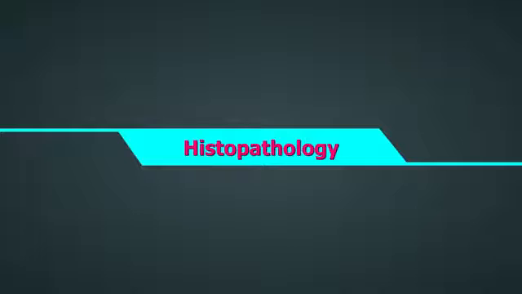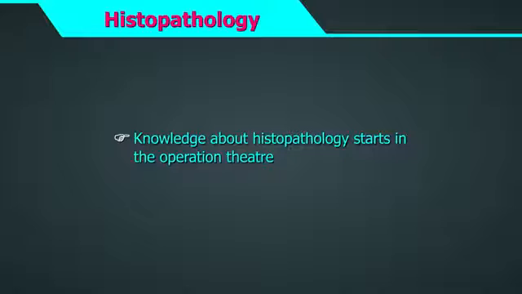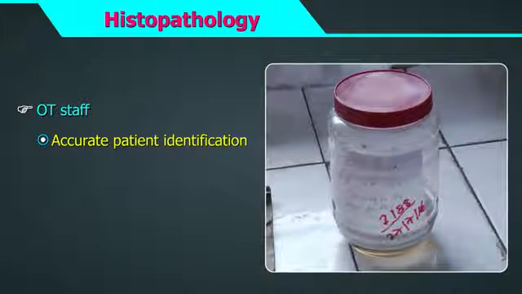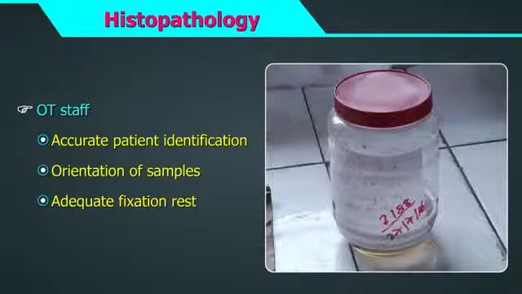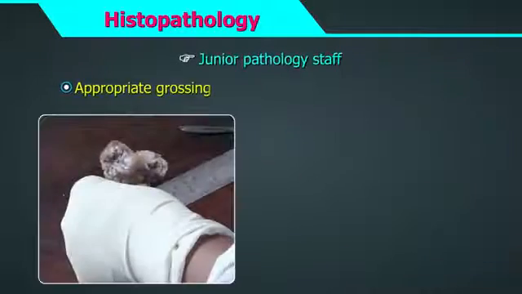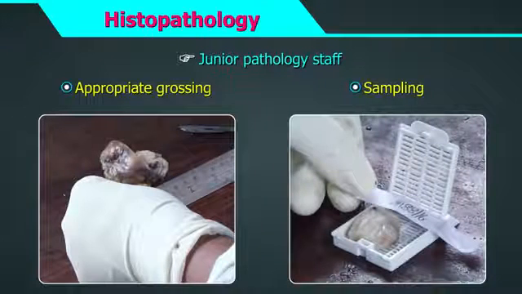Histopathology. Histopathology is a vast subject. The knowledge about histopathology should start in the operation theatre where the samples are collected. Accurate patient identification, orientation of samples, and adequate fixation rest in the hands of the OT staff. Appropriate grossing and sampling is in the hands of junior pathology staff who are generally entrusted this part of the process.